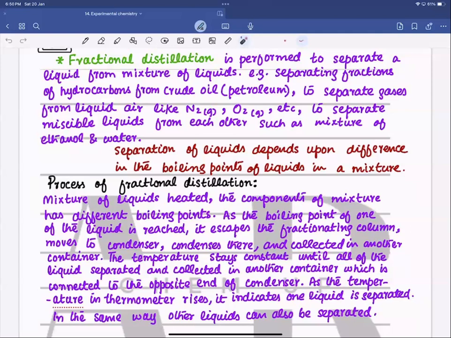When we separate gases, the gas will condense again. But sometimes they are collected as a gas as well. But the actual thing is to separate, so they get separated. Is this clear?